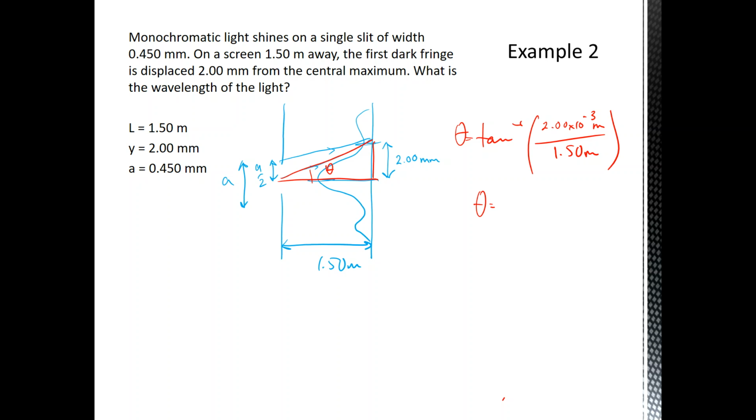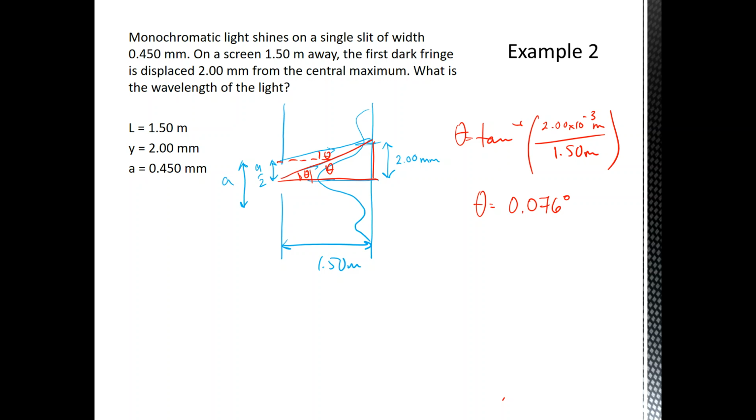What angle did you guys get? Should be very, very small. That's my angle separation there. And that's going to be the same angle as this. Of course it's the same angle as this, because this screen is so far away, you can consider their angles to be the same.